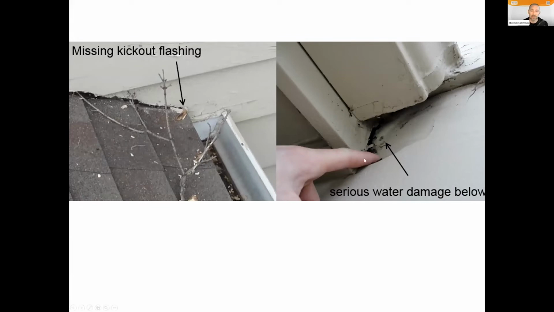Again, missing kickout flashing here. I'm pressing lightly with my finger on the siding to demonstrate that the wall is toast. If I can do this to the siding, if the siding is at this point where I can just push it right in, we've had a lot of water coming in. You're seeing the tip of the iceberg right here. There's way more damage going on, and it's going to come down the wall like this in this big cone of destruction.